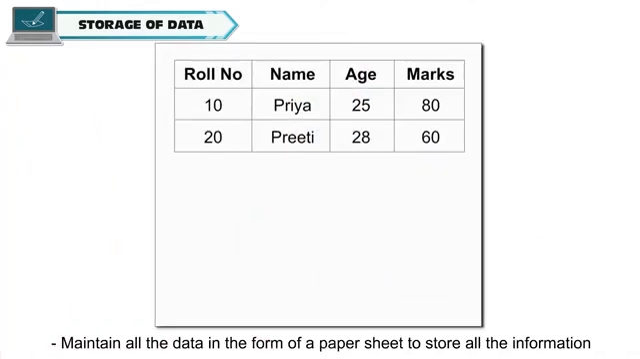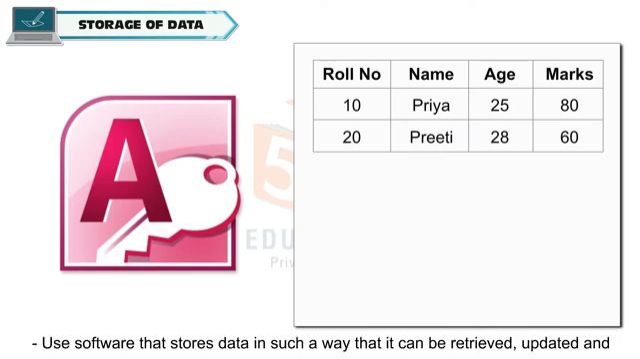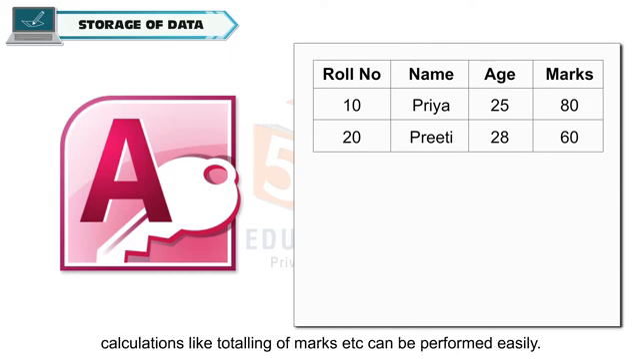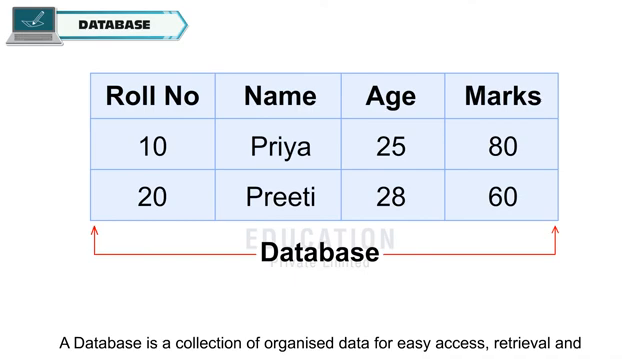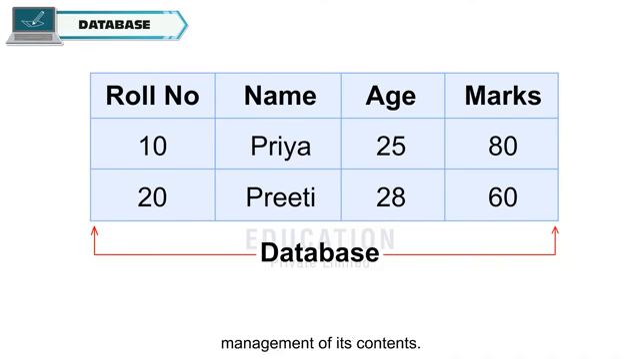Maintain all the data in the form of a paper sheet to store all the information, or use software that stores data in such a way that it can be retrieved, updated, and calculations like totaling of marks, etc., can be performed easily. A database is a collection of organized data for easy access, retrieval, and management of its contents.